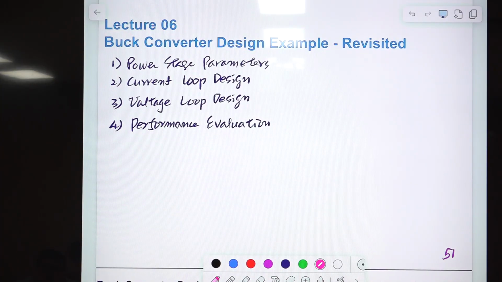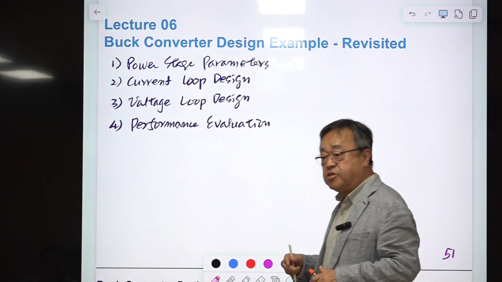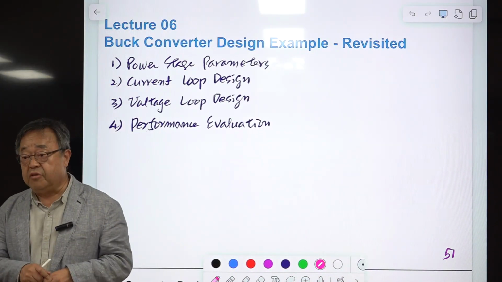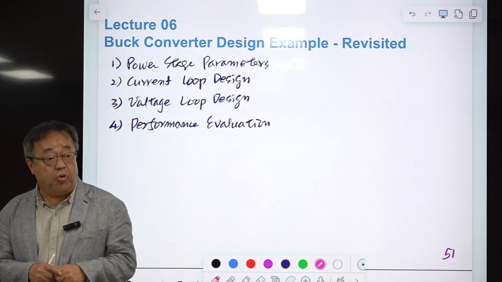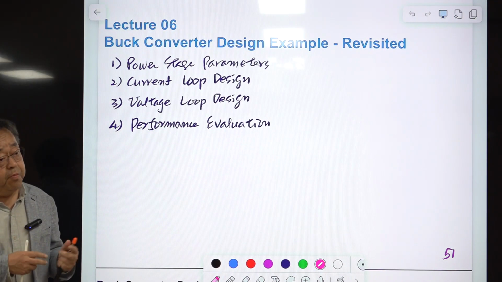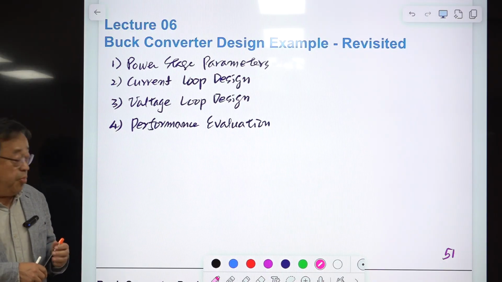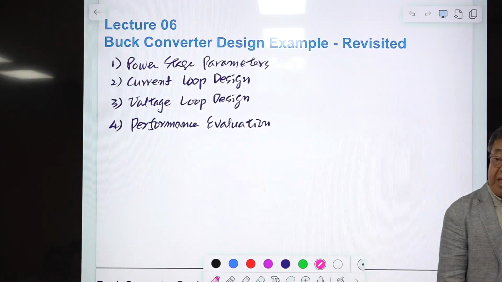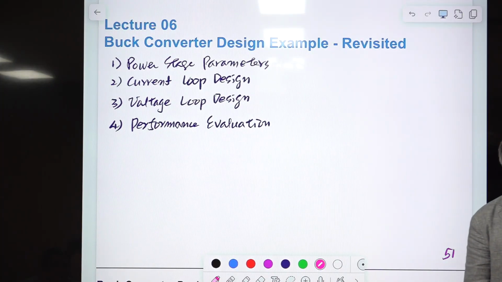So we went through all the theoretical details about the current mode control, and we are ready to design the practical current mode controlled buck converter. I'll take the buck converter example, but this procedure can be extended without any modification to the boost and buck-boost converter. After this lecture, I'll present the design of current mode control for the boost converter.